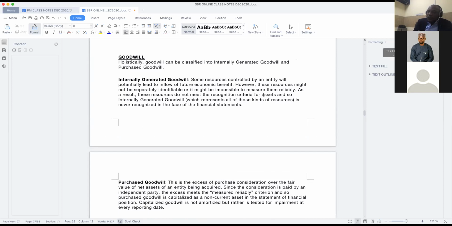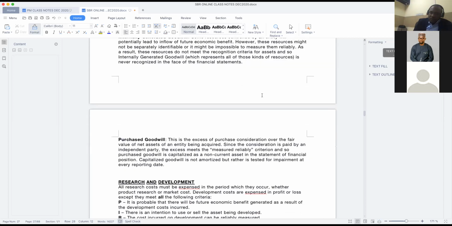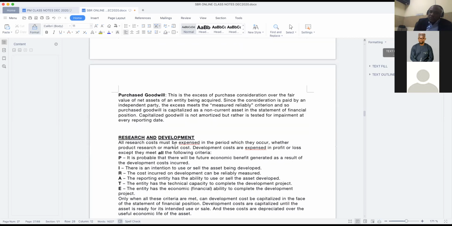Anything that will give us benefits, staff enthusiasm, customer loyalty and all those kinds of things, they can't be measured reliably. So there's no way you can capitalize it. Only when you are selling it, that's when you will be able to recognize it. That's our purchase goodwill level now. Okay, so we came to that now.